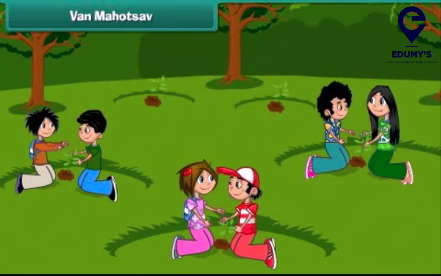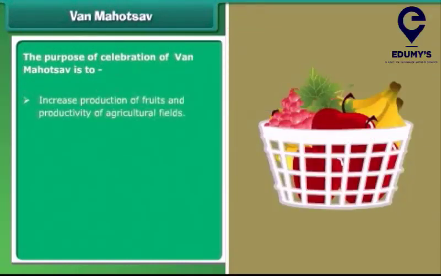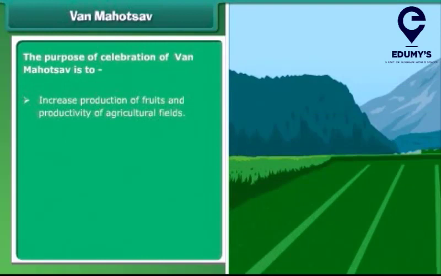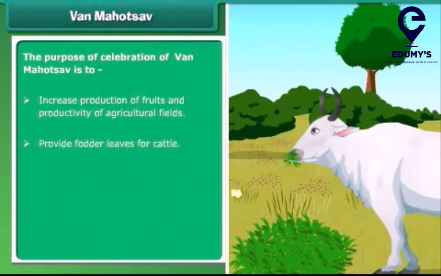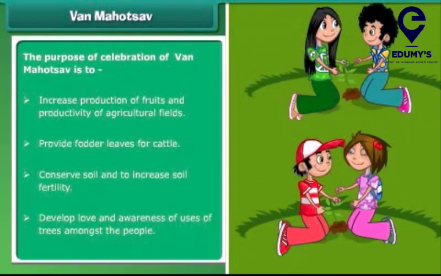Friends, now let's know about Van Mahotsav. Van Mahotsav is a tree planting festival celebrated in the month of July every year. We celebrate Van Mahotsav to increase production of fruits and productivity of agricultural fields, provide fodder leaves for cattle, conserve soil, increase the fertility of the soil, and generate love and awareness of the uses of trees among the people.